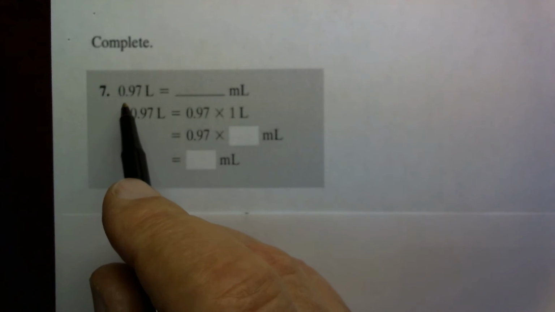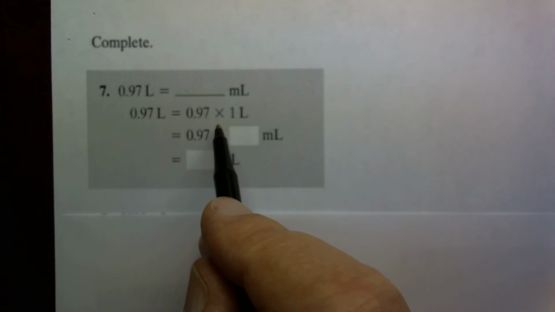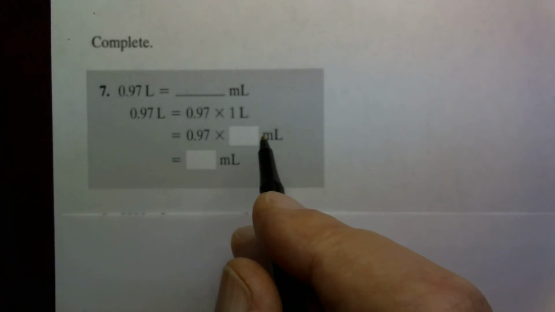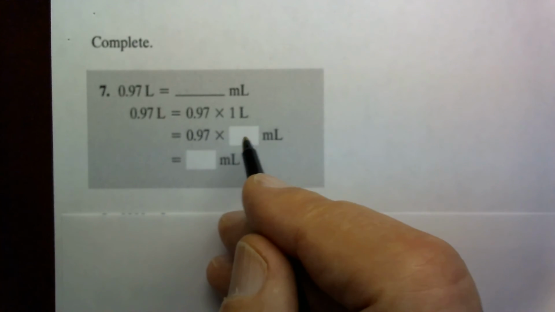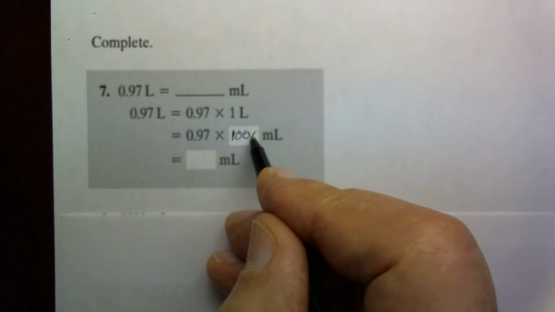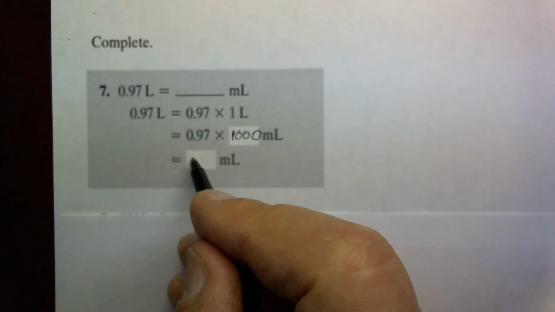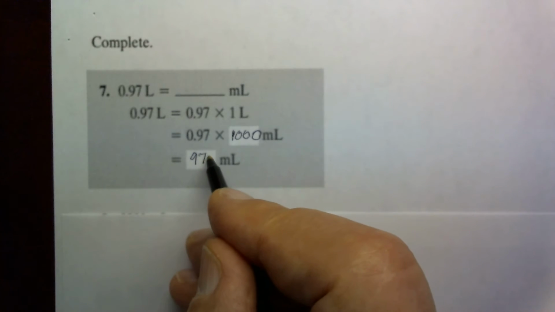In the next exercise, we have to convert 0.97 liters into milliliters. So again, we write this as 0.97 times 1 liter. And since 1 liter has 1,000 milliliters, we multiply 0.97 by 1,000, which is 970 milliliters. So the answer is 970.